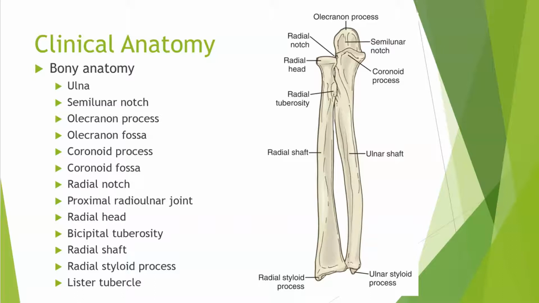And then on the other aspect, the ulna. The proximal end of the ulna has two large projections. The olecranon is on the posterior surface, and the coronoid process is on the anterior surface. The space between the two projections is called the trochlear notch. The trochlea of the humerus fits into the trochlear notch.